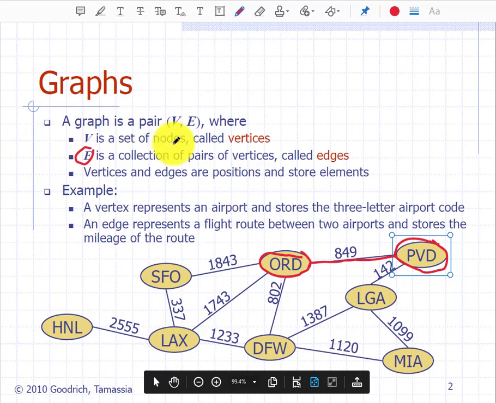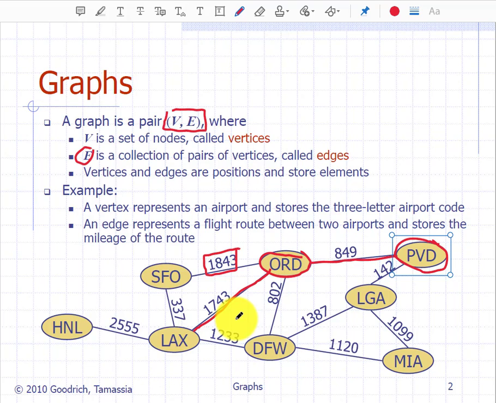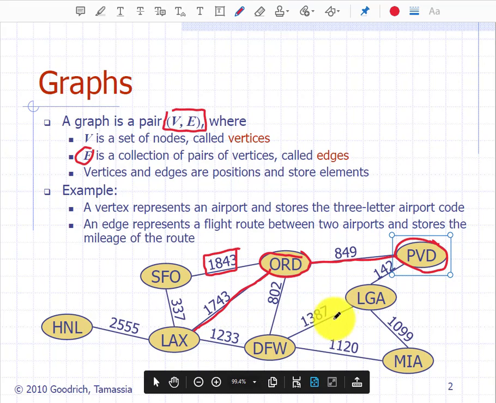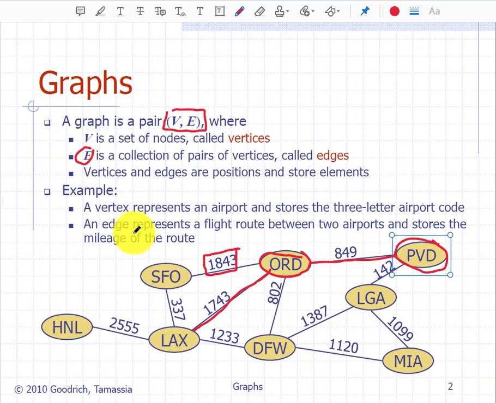A graph is nothing more than a collection of these vertices and a collection of edges. But when we specify the graph, we specify what is in the vertices and what is in the edges, not only what is in the edges, like these numbers, but also to what vertices the edge connects. So in this case, this edge connects LEX and ORD. In this example, the vertices are airport codes, and the edges are the distance between these airports, not in kilometers, I think it's in miles.